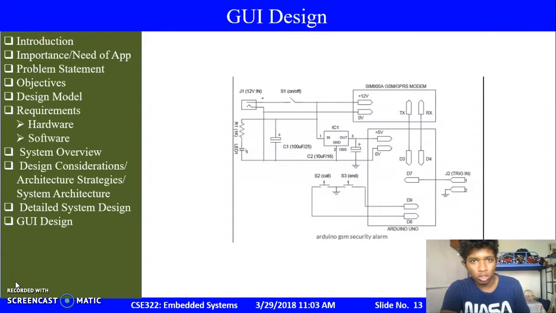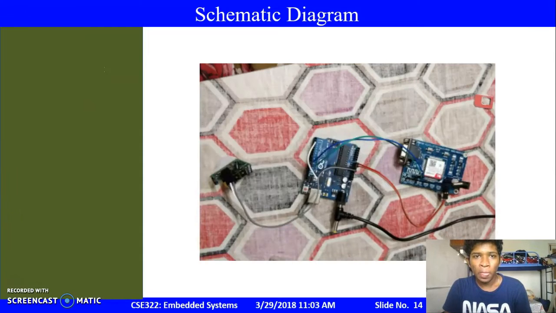All the things are shown here in the GUI design. And this is the GUI design of the security alarm system, which we are going to show to protect an unmanned area, as told before by our friends. And this is the basic picture of the system, not a schematic diagram.